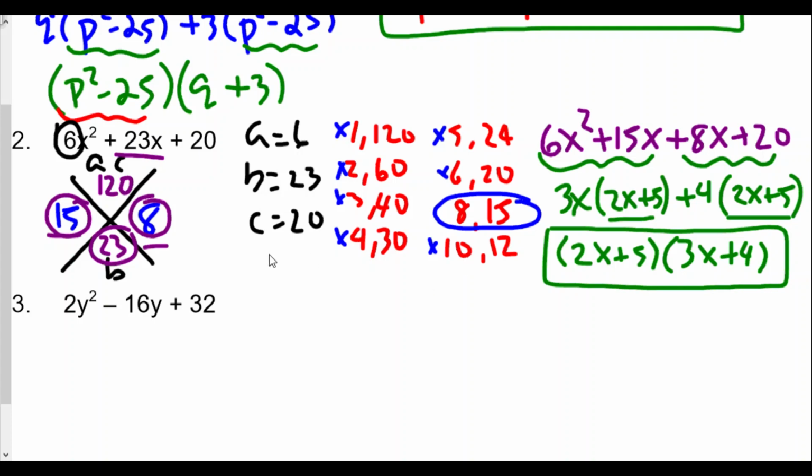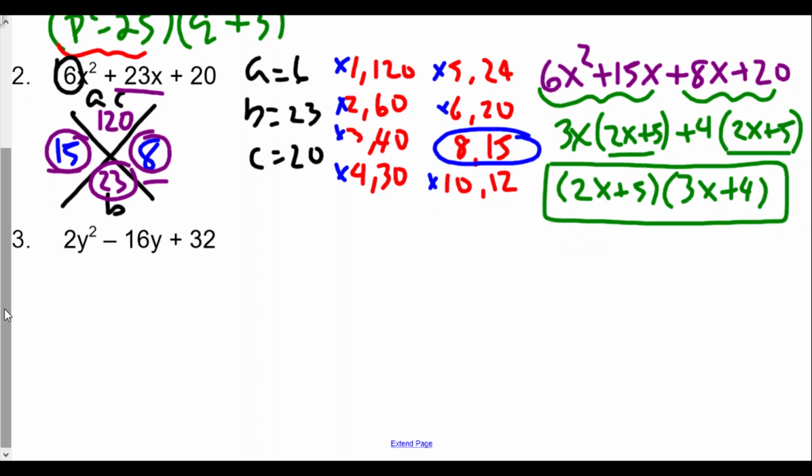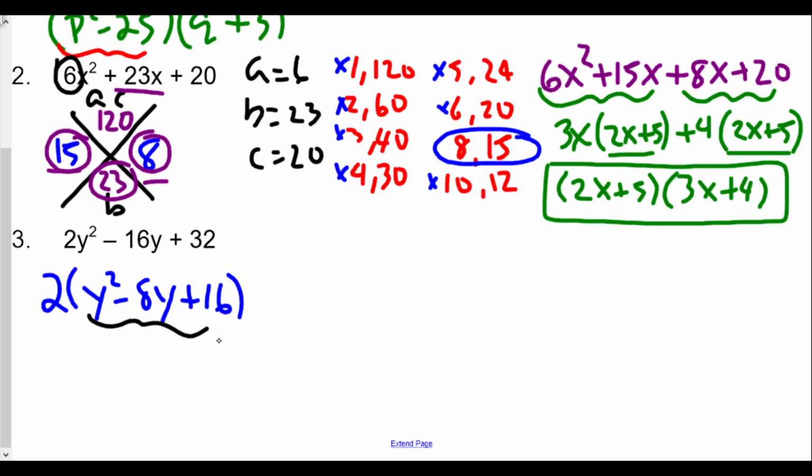Okay, now let's take a look at number 3. Now number 3, again, we always begin by looking for the greatest common factor, if there is one. And so we see 2y squared minus 16y plus 32 all have a common factor of 2. That leaves me with y squared minus 8y plus 16. Now, if you leave it this way, you have not factored completely. You got the 2 out for the greatest common factor, but we can still factor the y squared minus 8y plus 16.